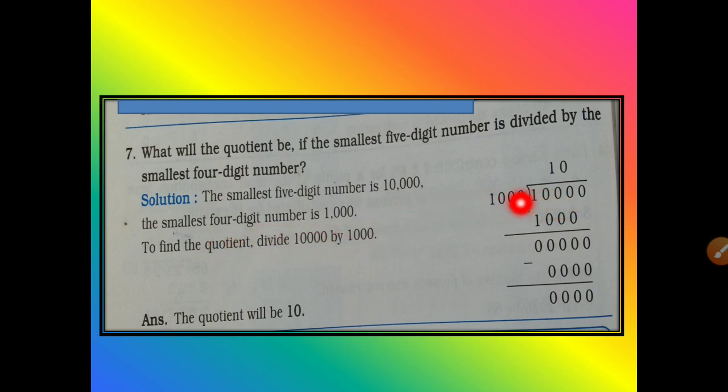10,000 divided by 1000. Now 1000 ones are 1000. Directly we can solve it. 0 minus 0, 0. 0 minus 0, 0. 0 minus 0, 0. 1 minus 1, 0. The last number is left, right? This number is smaller than 1000. So we will write 1000 zeros are 0. Again we will put all zeros. So the answer is 10. The quotient will be 10.